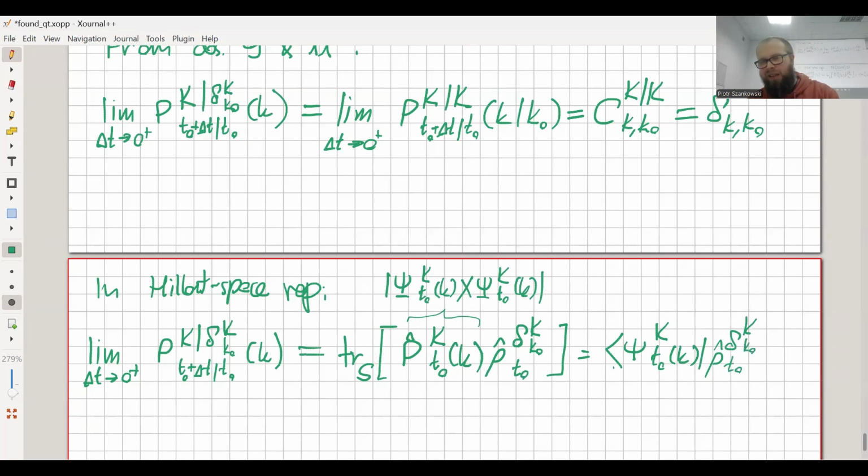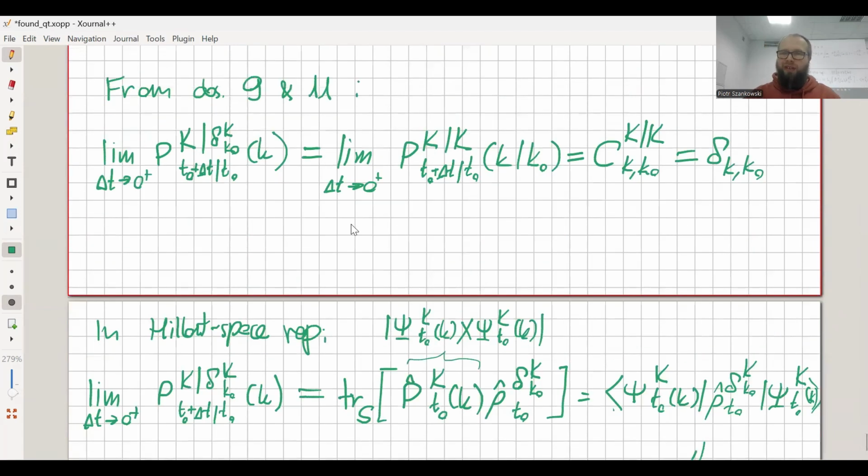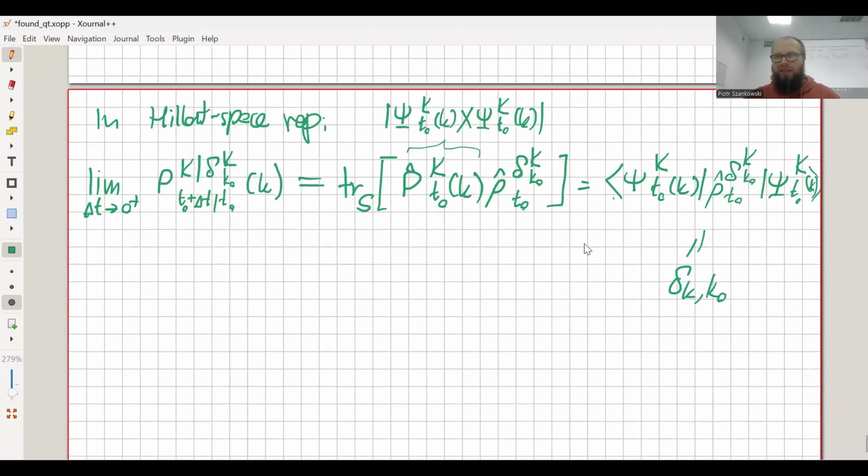To make it really explicit what's going on here. T0. Okay. And this is something, and it's equal to delta, K0, okay? According to this. So now, given that rho has to be positive semi-definite and has to have trace 1, there is only one solution to this equation.